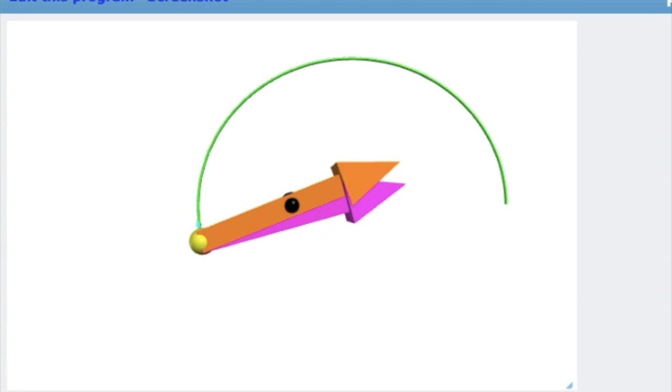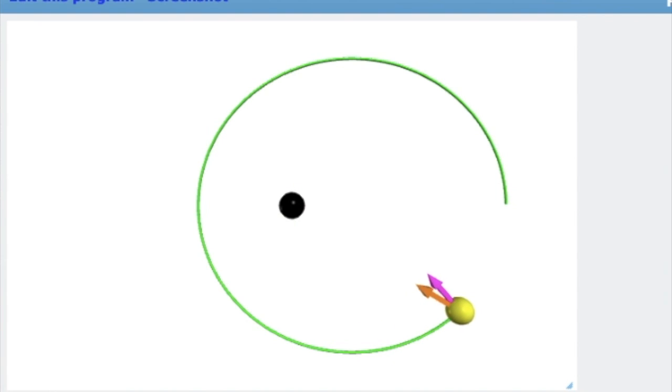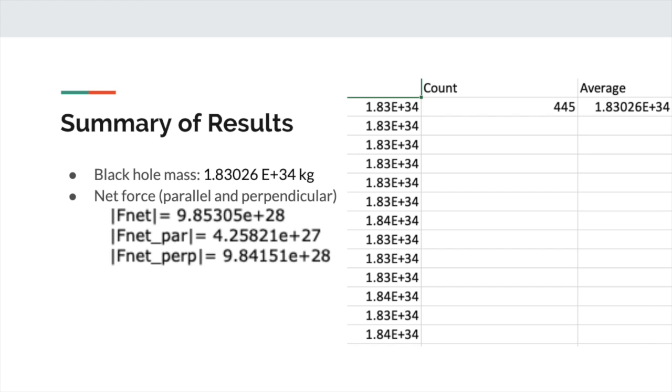Here we see the outcome of the coding, the computational model of the motion of the star's orbit. My computational model outputted 445 values for the mass of the black hole. I then averaged all of these values to get an experimental value of 1.83026 e34 kilograms. My computational model not only calculated the mass of the black hole at sequential time steps of the orbit, but also calculated the net force and its parallel and perpendicular components in newtons.